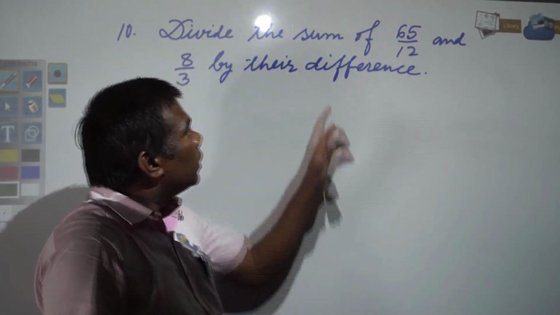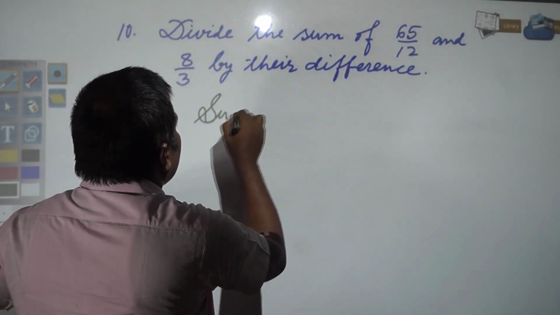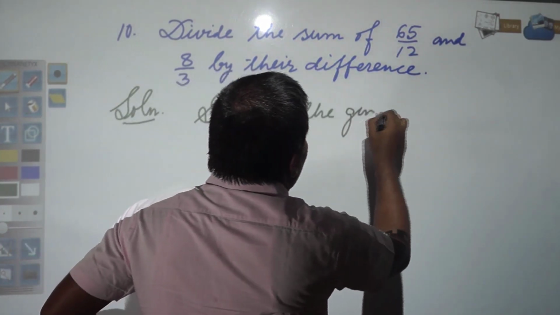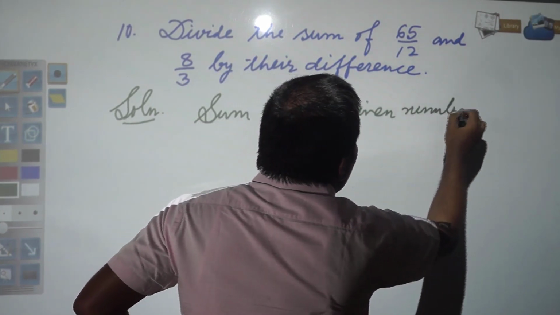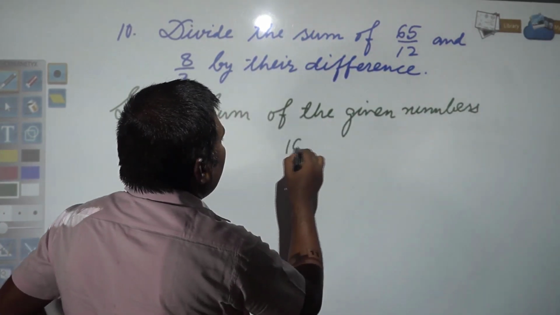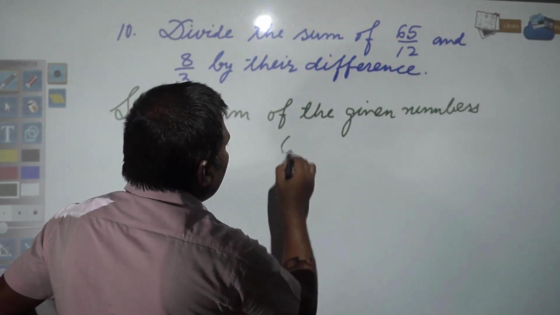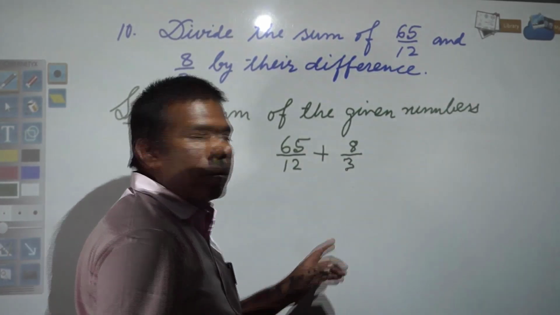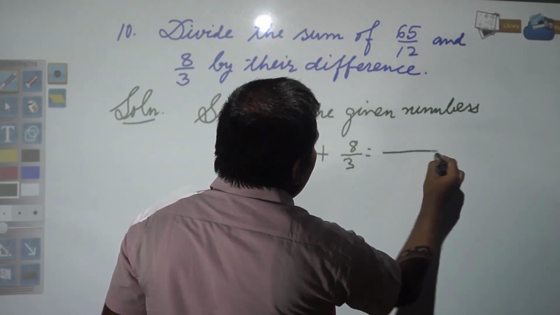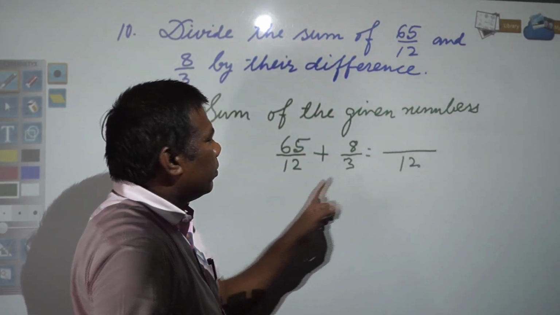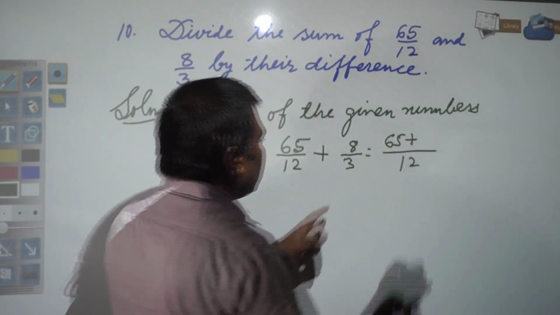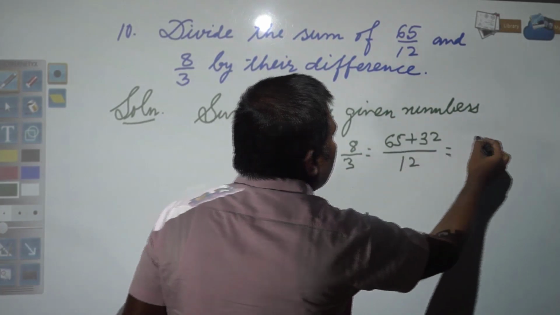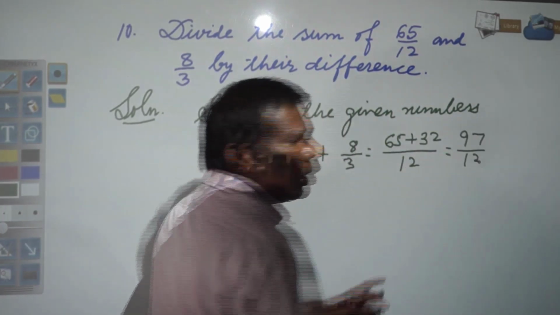First we will find the sum of the numbers. The sum of the given numbers will be 65 by 12 and 8 by 3. So how will you find the sum? Here you see 12 will be the LCM, and this will be 65 plus 3 4s are 12, 4 8s are 32. So it will be 97 by 12.